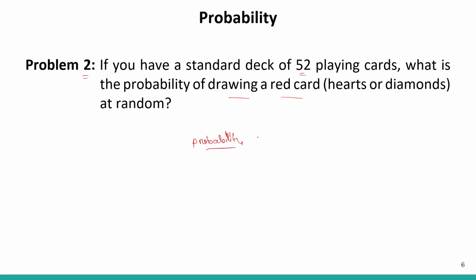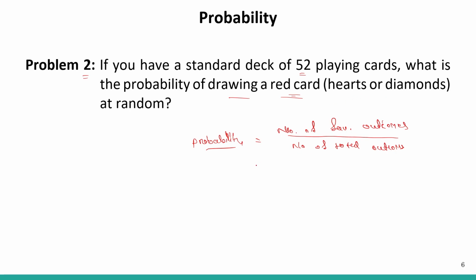Number of favorable outcomes divided by number of total outcomes, right? Number of total outcomes. Okay, so if you are getting a red card, then it is either a card of hearts or a card of diamonds, right?